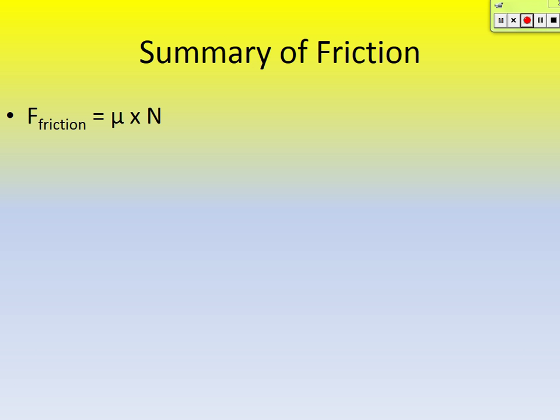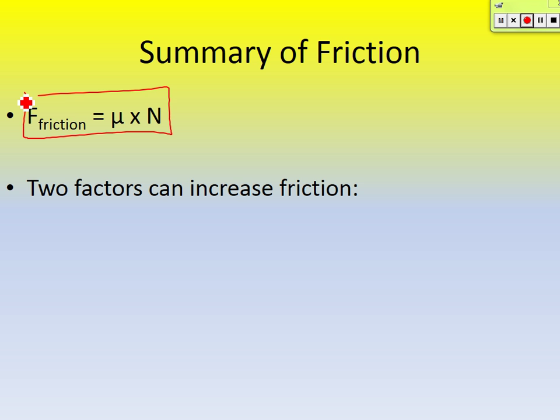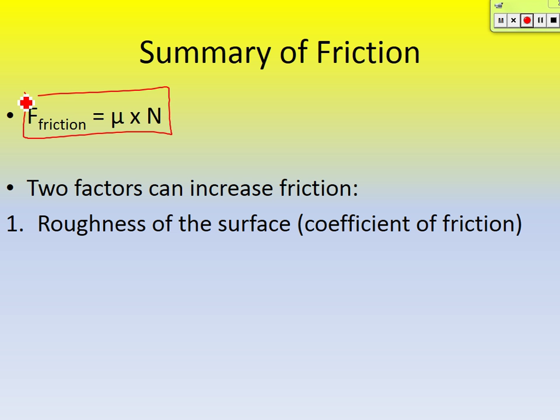Okay, so let's summarize friction, and then we'll do some practice problems. You need to know this equation: force of friction is equal to mu times N, the normal force. There are two factors that can increase the force of friction. Number one is the roughness of the surface, which affects your coefficient of friction. If it's more rough, what happens to the coefficient of friction? It goes up. And what happens to your force of friction? It goes up. So the more rough the surface, the more friction you will get.